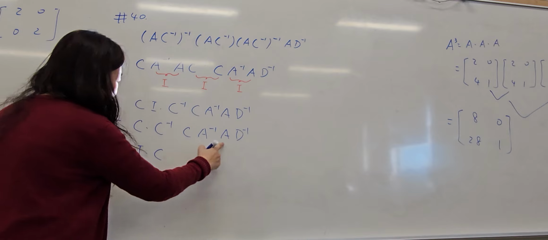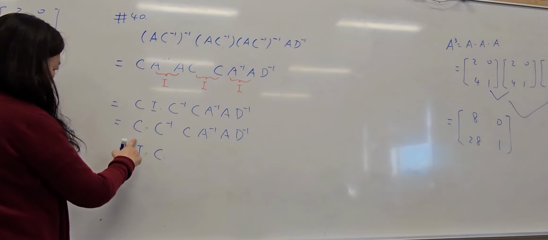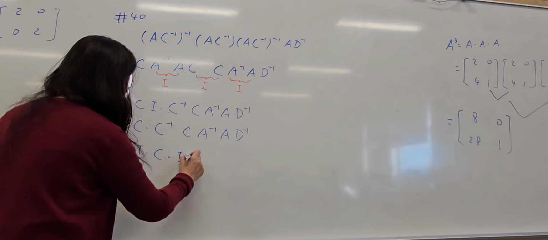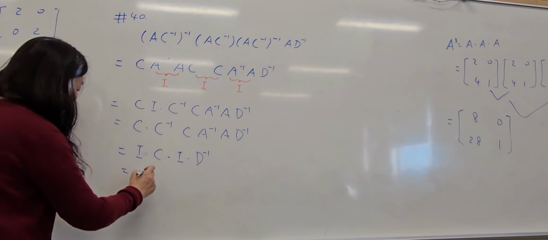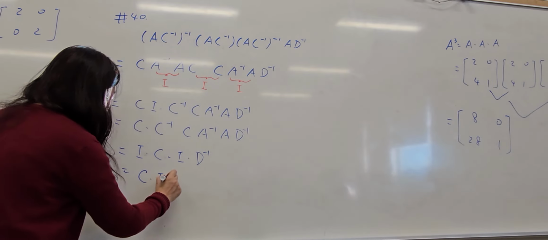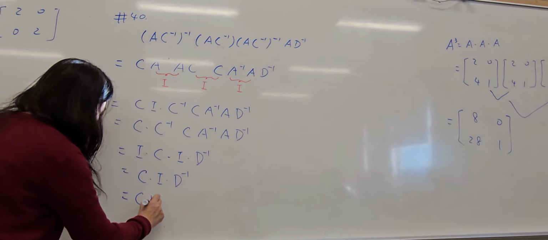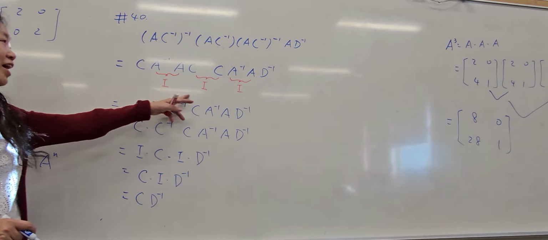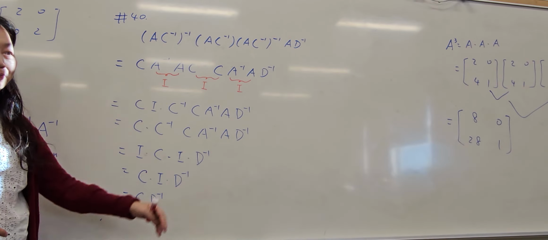Now this one can go together. This is IC, this can become I, and then D inverse. And then this becomes C, I, D inverse. Then this becomes C, D inverse. That's how you can simplify for matrix. You really cannot say, oh, I, and then it's gone, okay? You have to go from left to right.